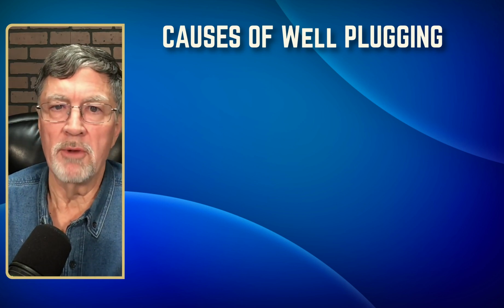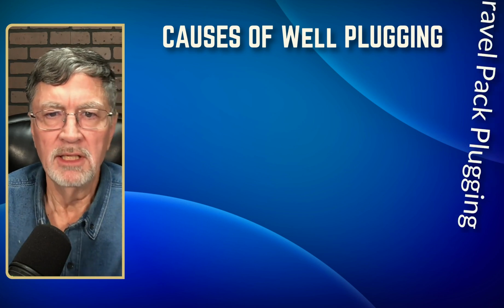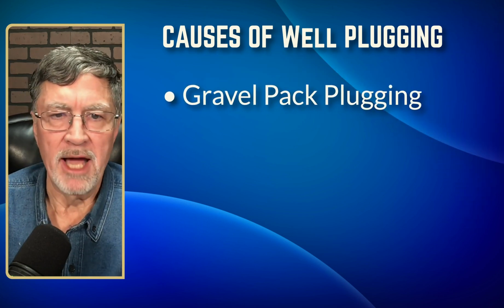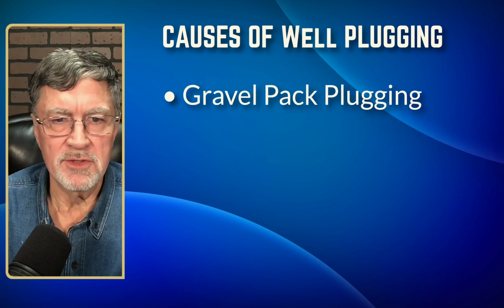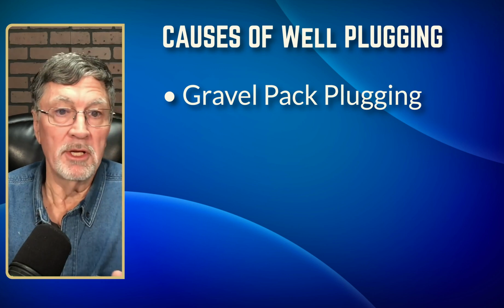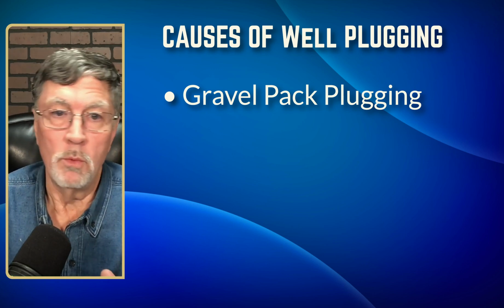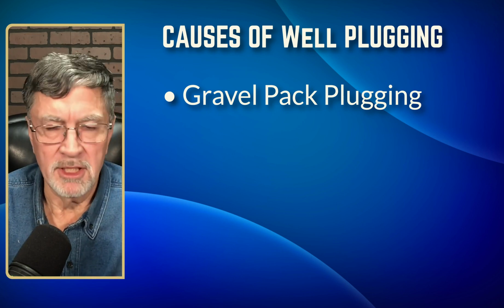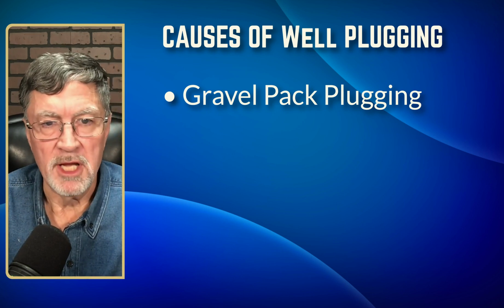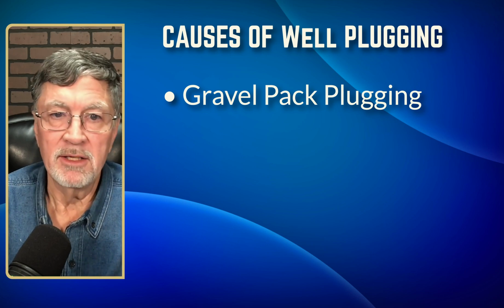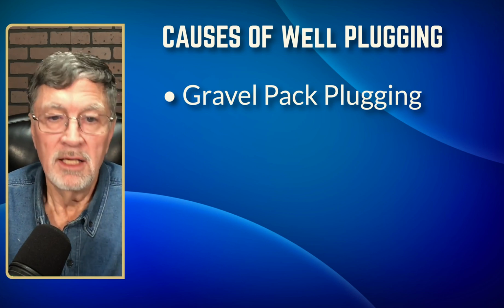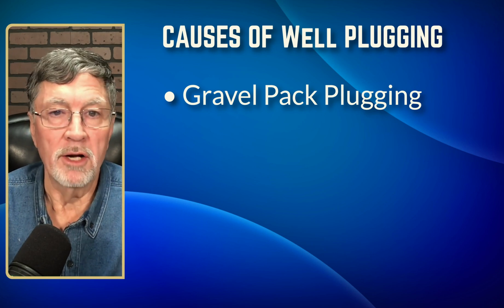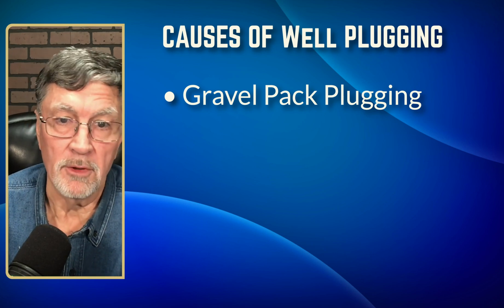There's really three primary causes of well plugging. Number one is gravel pack plugging. This is where silt and clay particles, because of the one-way flow of water to wells during the pumping process, will eventually accumulate in the pore spaces and plug up, causing a decline in the amount of water flowing to the well through the aquifer.